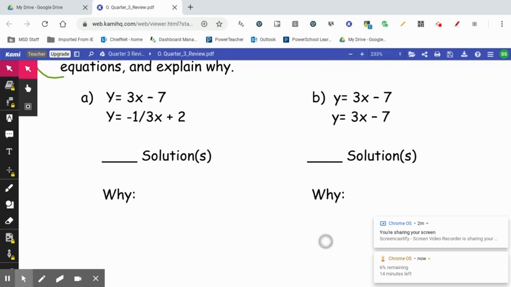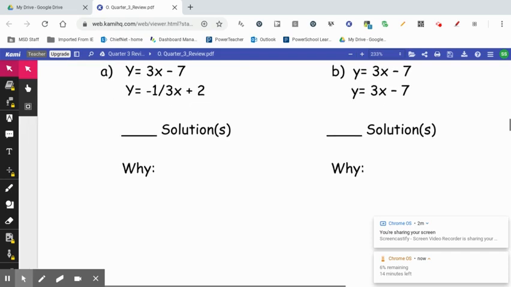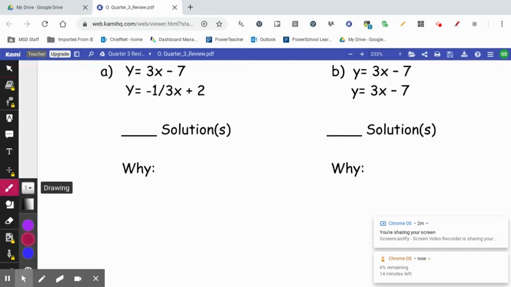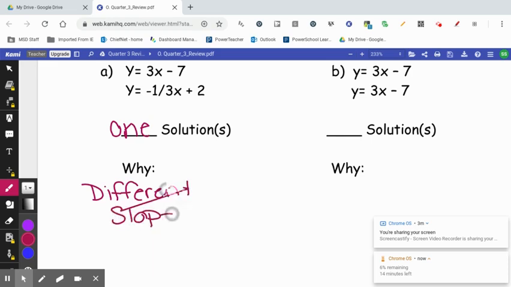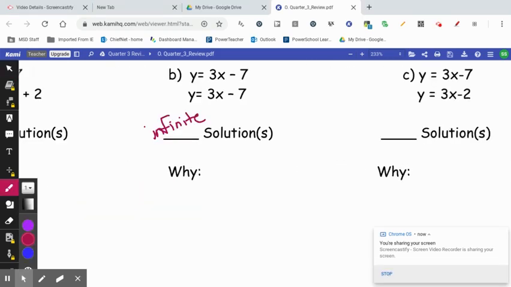Number 2, B. We see that we have the same slope. The slope for both lines is 3, and they have the same y-intercept. So if it's the same slope and the same y-intercept, that means we have the same line, and our solutions are going to be infinite because they're going to continue to cross. They're going to continue to intersect the entire time they're on a graph. So really, it's just the same equation. So for B, we have infinite solutions, and that's because we have the same line or the same equation.